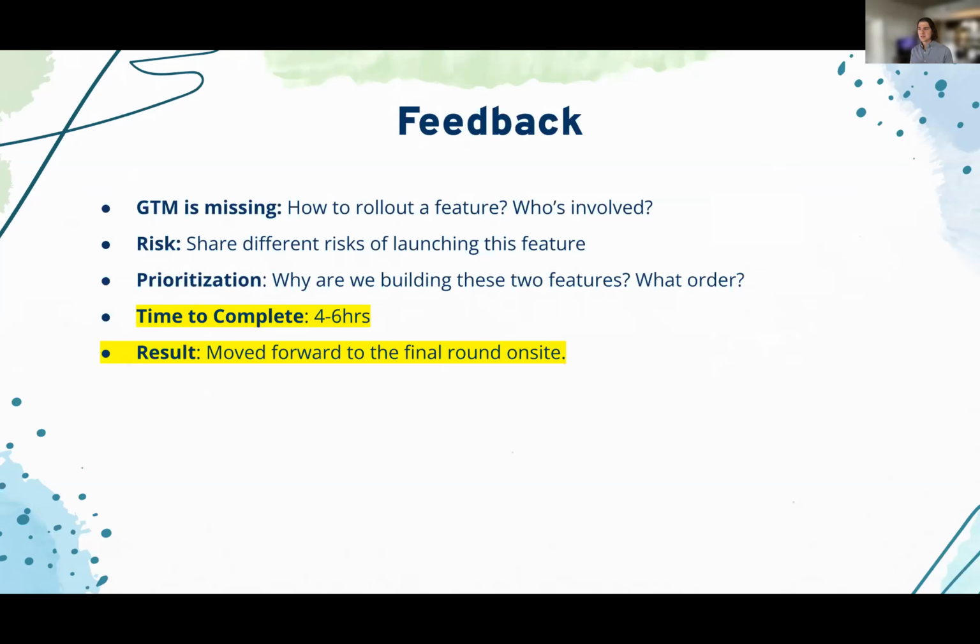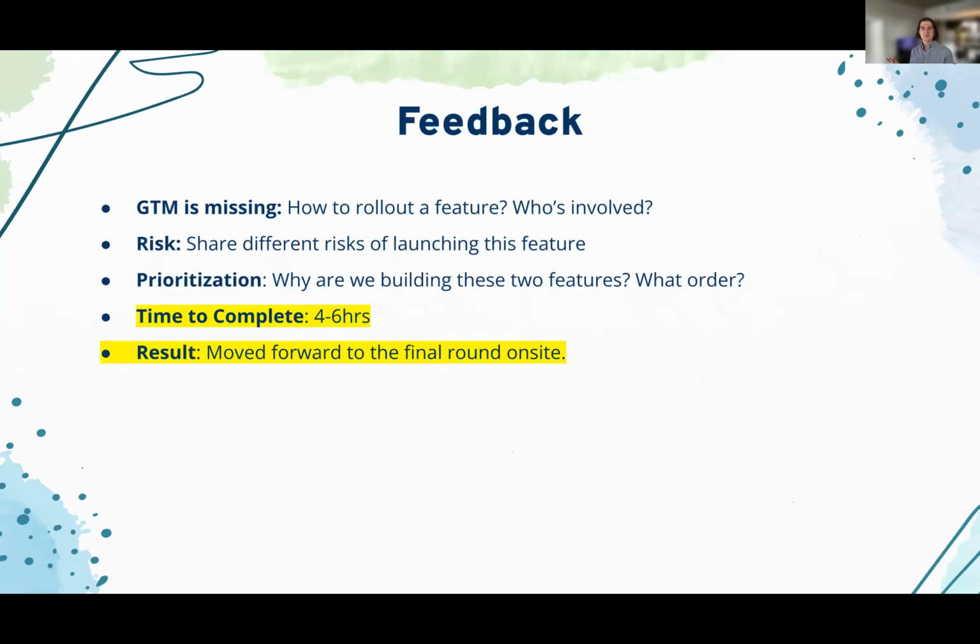So what happened in this case is that I moved forward to the next round because it was a quick and easy deliverable on my part. The key thing that was missing was more go-to-market. So I must have missed that when I was putting this deck together.